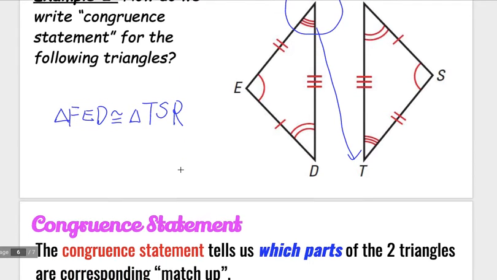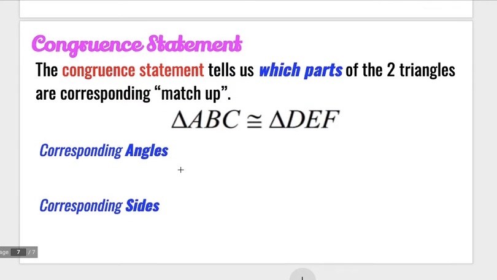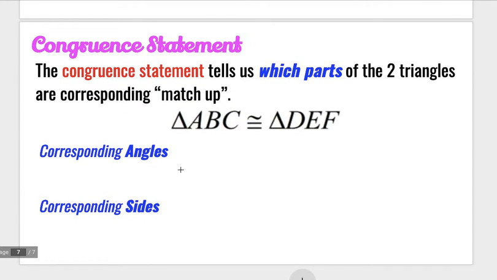The order does matter. So the final part I want to share with you is that sometimes we do not have a graph, but we only have a congruent statement. However, according to the congruent statement, we can indicate a lot of information. So we can know which angles are congruent, and which sides are congruent. So let's write down the information.